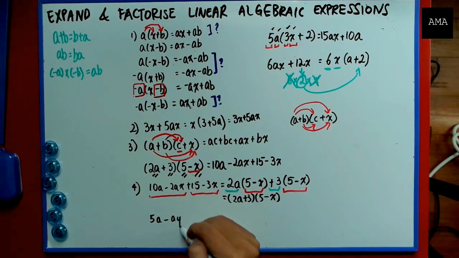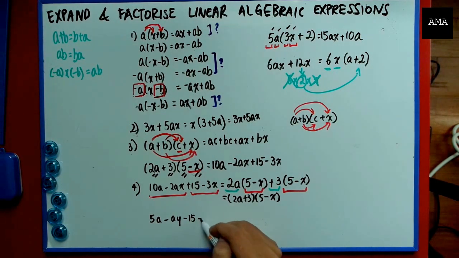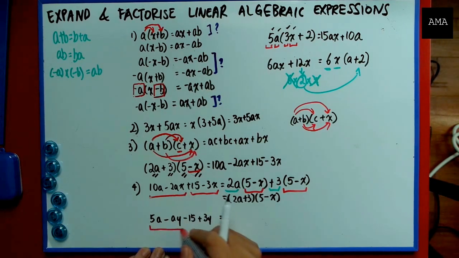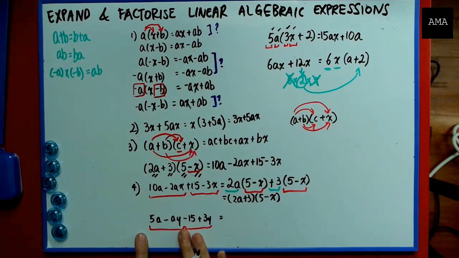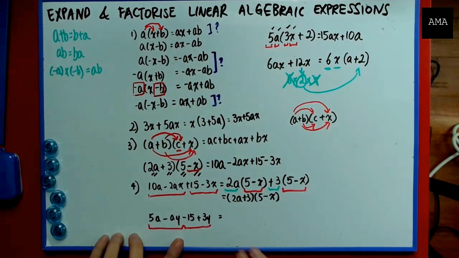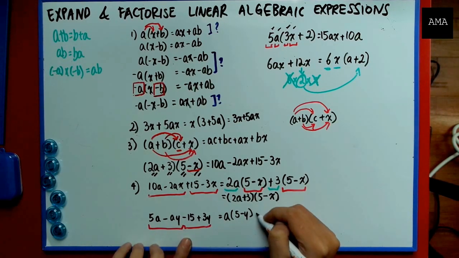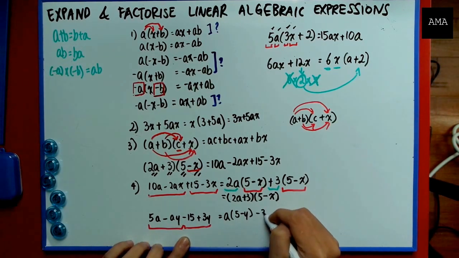5a minus ay minus 15 plus 3y. So again, we split into 2 parts. This one and this one, okay? So usually, the first half, you have a common factor. If you don't, you might want to rearrange the terms a bit to get one where you have common factors, okay, in the first part and in the second part, of course. So I factorize a out, you get 5 minus y. Here, I factorize out minus 3.